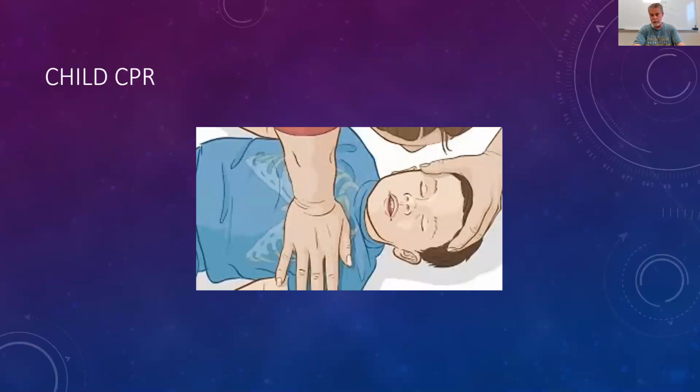For the child CPR, again, with an adult, kind of recap that's 2 hands making sure as you push down, it's a minimum of 2 inches in depth, 100 to 120 times a minute, provide that full and complete recoil, again, right in the center of the chest.